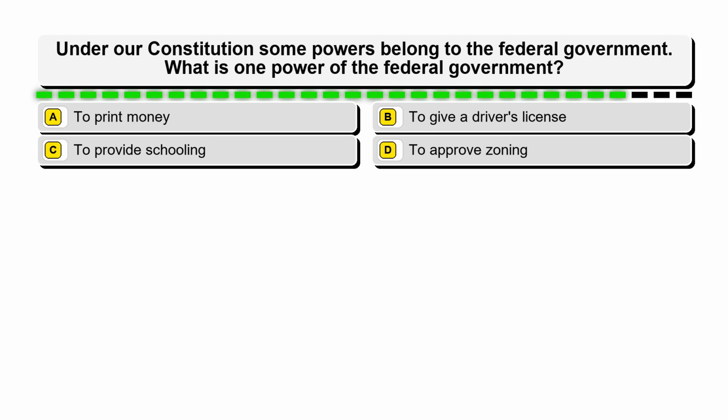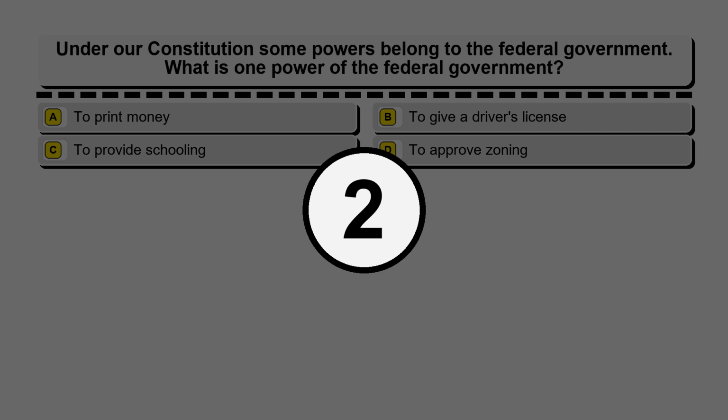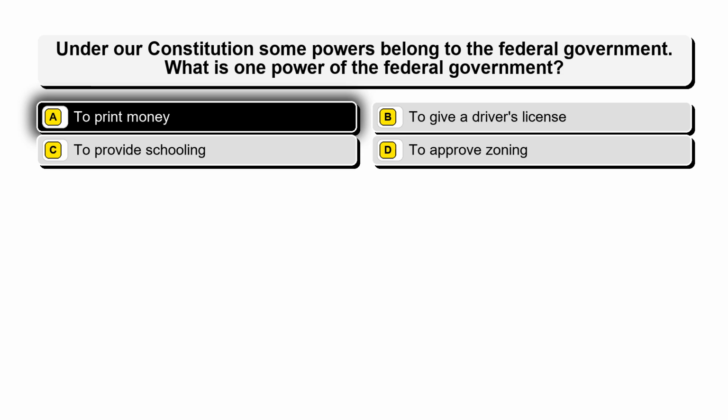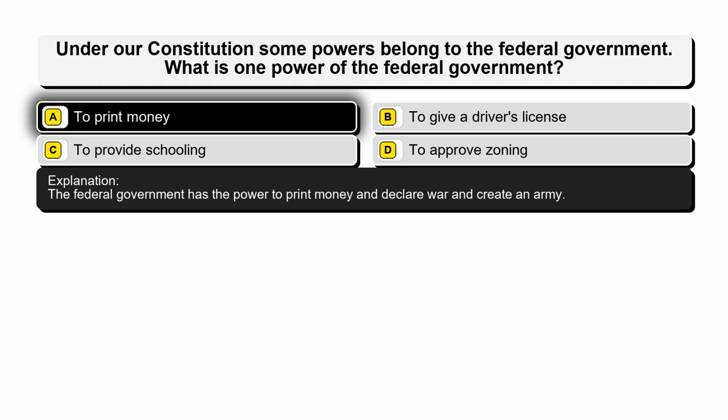Question 117. Under our Constitution, some powers belong to the federal government. What is one power of the federal government? Option A, to print money. Option B, to give a driver's license. Option C, to provide schooling. Option D, to approve zoning. The correct answer is option A, to print money. The federal government has the power to print money and declare war and create an army.